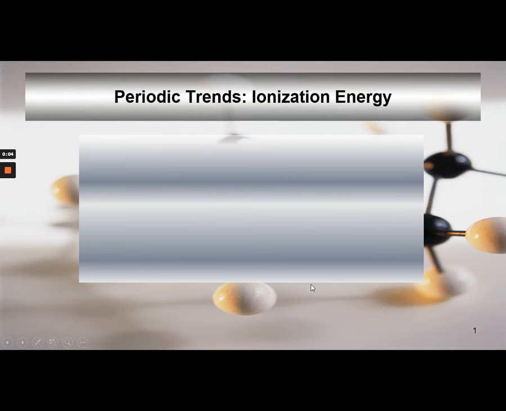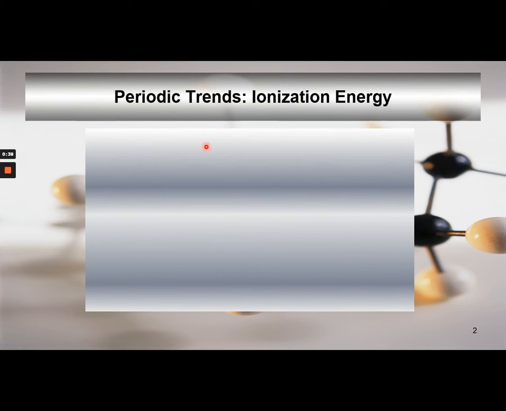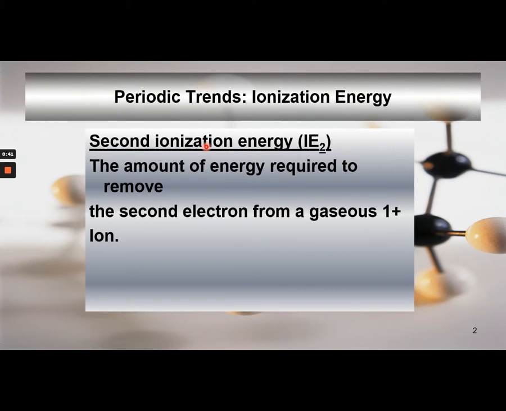Today we're going to continue looking at those periodic trends, and today we're looking specifically at ionization energies. Ionization energy is the energy required to remove a loosely bound electron from an atom to form an ion, a cation. Real simply, it's just the energy required to remove an electron from an atom to form a cation. And we can talk in terms of first ionization energies, second ionization energies, third ionization energies, etc.